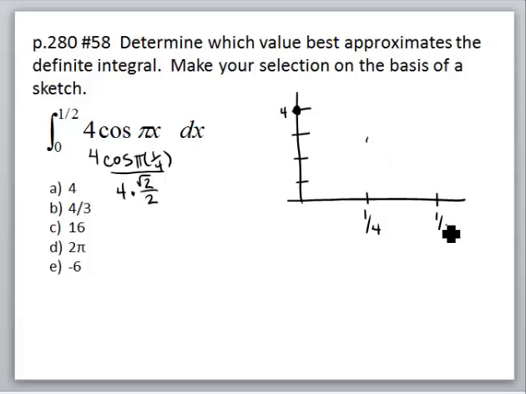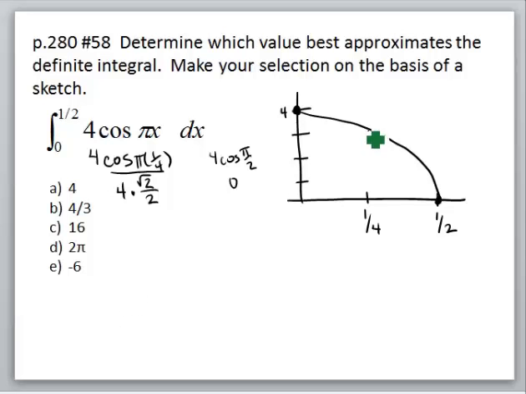And then when I plug in 1/2, I'd get the cosine of pi over 2. The cosine of pi over 2 is 0, so I end up with 0 as my graph. So we know that this would look something like this. And even though it didn't go to that point, I didn't have 2 square root of 2 marked exactly anyways. We're just going to try to figure out which of these is the best answer here.